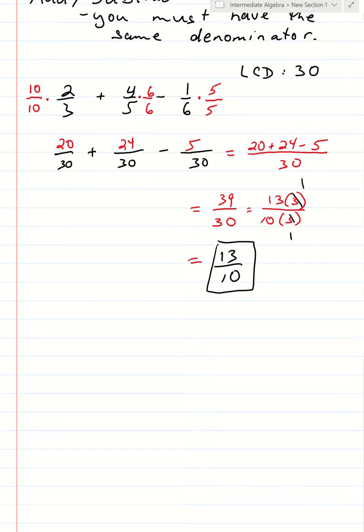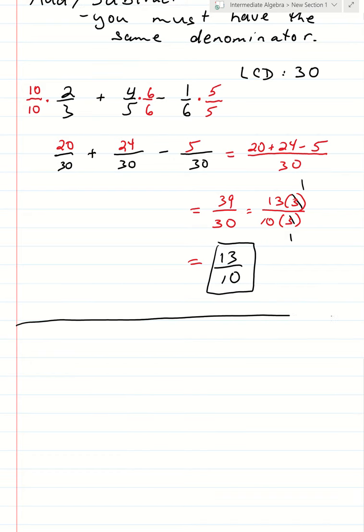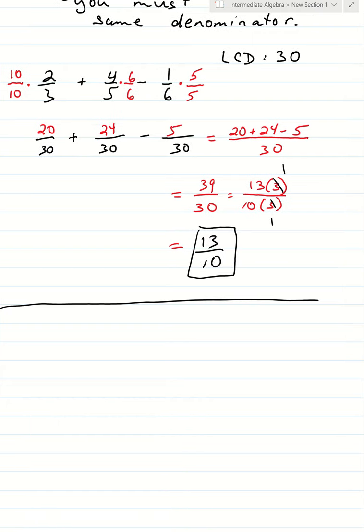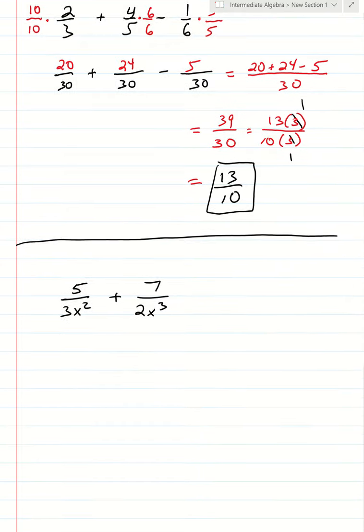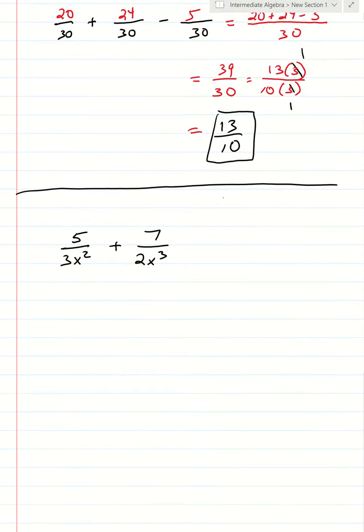Let's try another one. Let's say we have 5 over 3x squared plus 7 over 2x to the third. Now these don't have a common denominator, but once again we're going to try to form, we need to come up with what is the lowest common denominator.